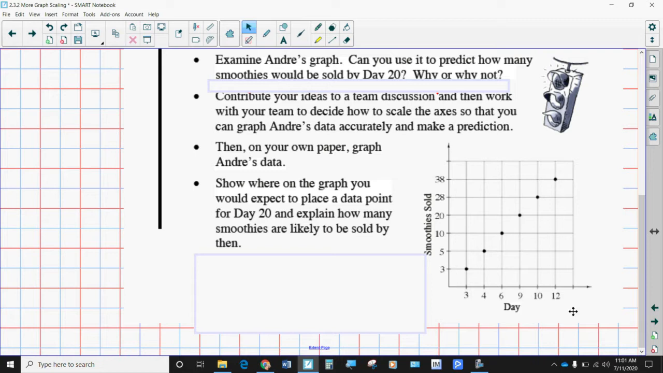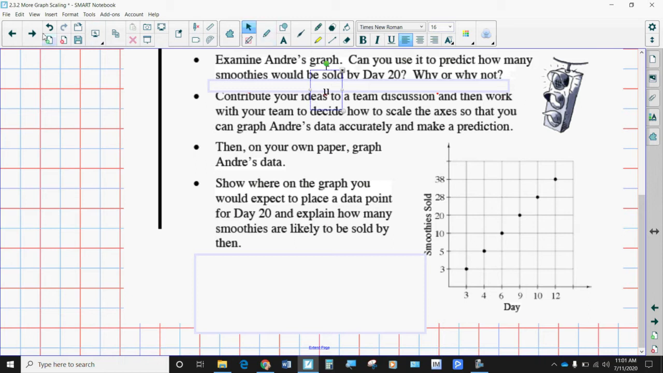So the question is, what is the next one supposed to be? Are we counting by ones? Are we counting by twos? Are we counting by threes? Looks like we're counting by ones again, then by twos. Does that mean that this has to be a 15? What about here? 3, 5, 10, 20. There's no pattern to it. And so it's not possible.